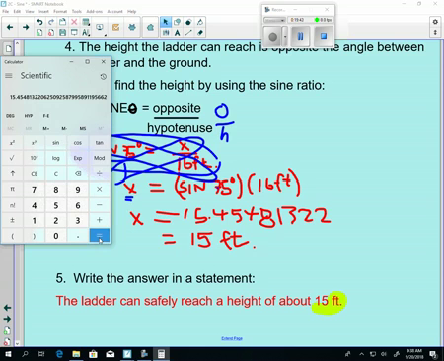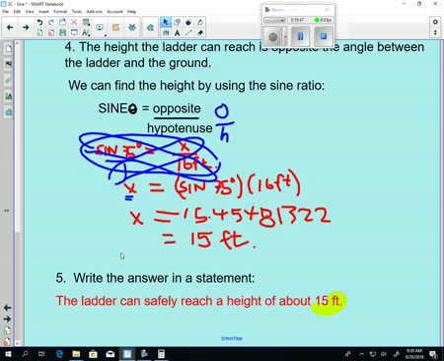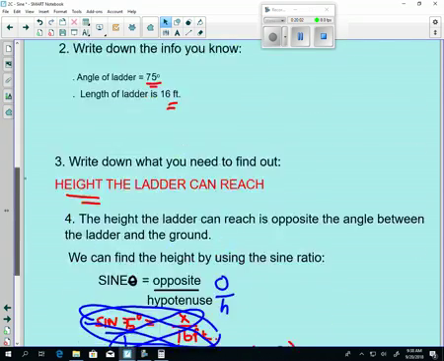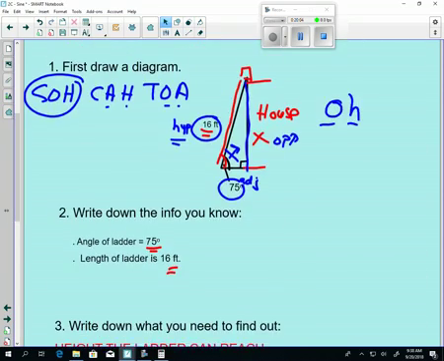This is 4, so we can leave it as 15 feet. If it was a 5 here, we go to 16. So the height above the ground that the ladder can reach is 15 feet, all right? So that unknown up here, this value here, we calculate it to be 15 feet. The 16-foot ladder can reach up 15 feet on the wall.